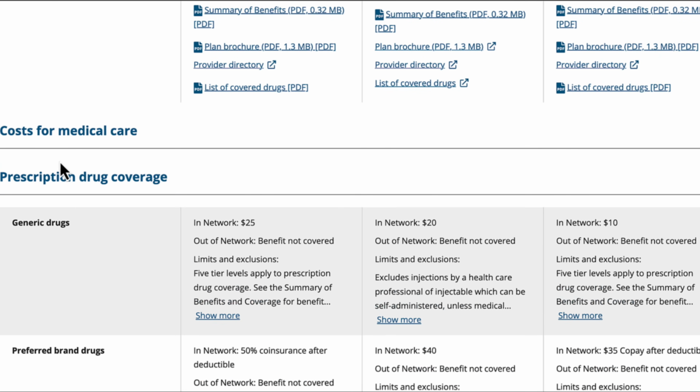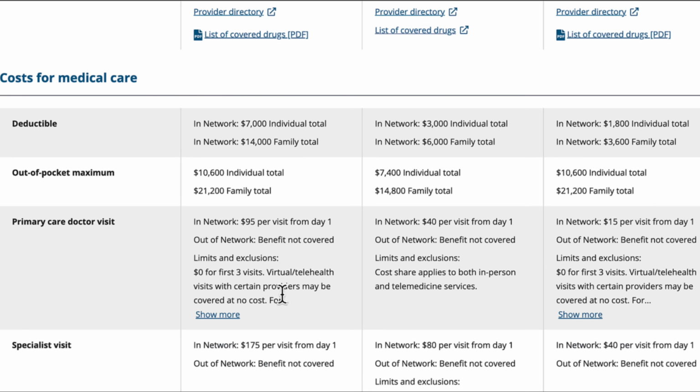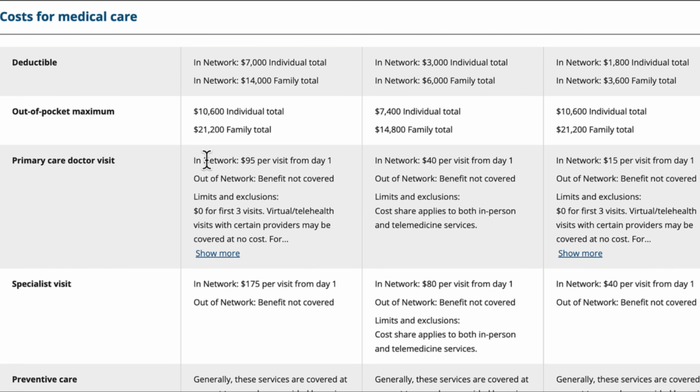All right, I'm going to go back up to costs for medical care. So let's take a look here. Deductibles, we've already discussed these. Out-of-pocket maximums, we've discussed these. PCP, so in-network, $95 visit from day one.